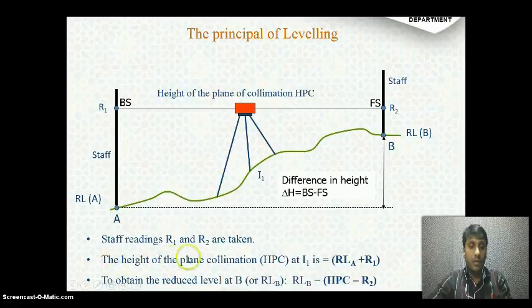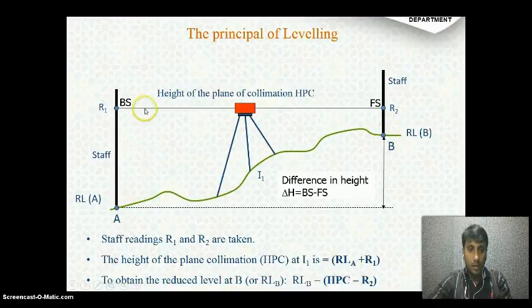So the formula for the height of plane collimation at I1, but generally the formula for the height of plane collimation is RL of A plus R1. Now the next: the reduced level of A is known. The unknown value is the reduced level of B. How can you calculate the reduced level of B? You know the height of plane collimation, you know the staff reading. From this height, if you deduct the reading, you will get RL of B.